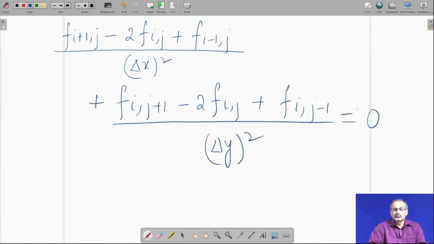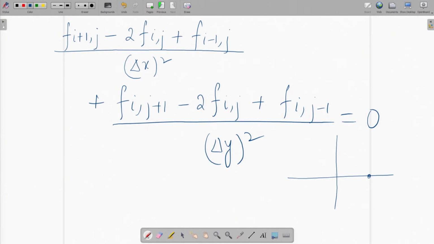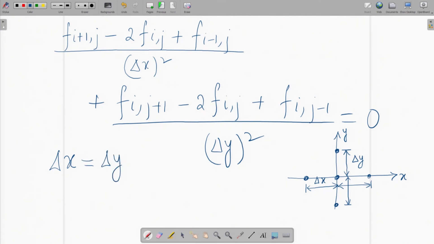So, this is how the discrete form would look if you have different grid spacings along the x and y directions. Of course, you have a uniform grid along both the directions, but you may be having different spacings along the two directions, and therefore, delta x and delta y may not be the same. However, if delta x and delta y are same, then this equation reduces to a still simpler form.